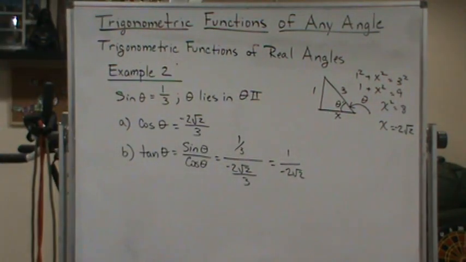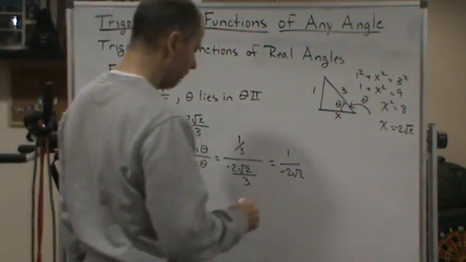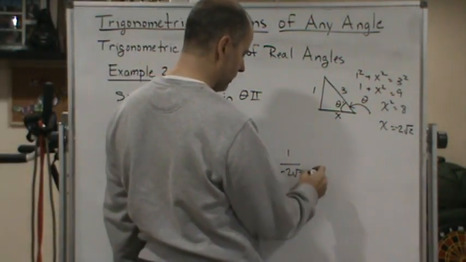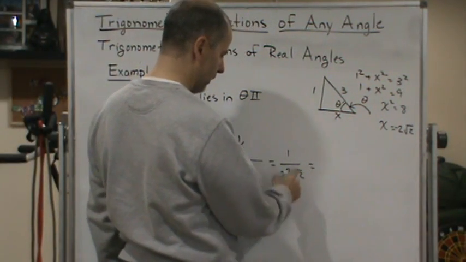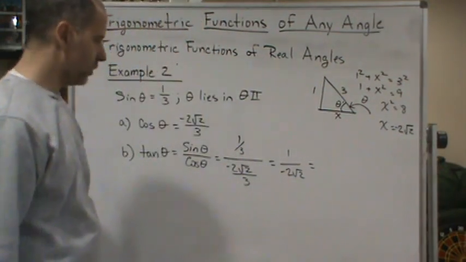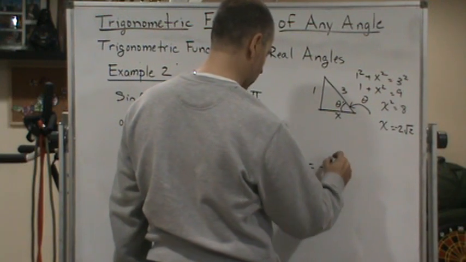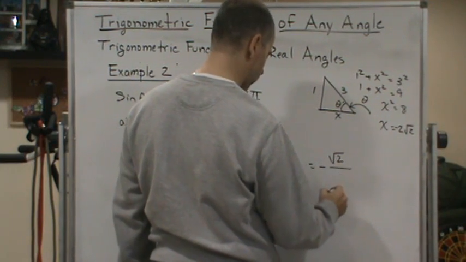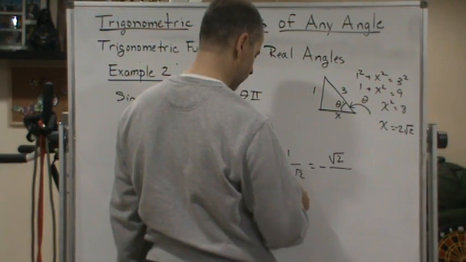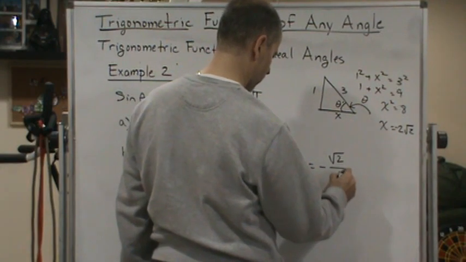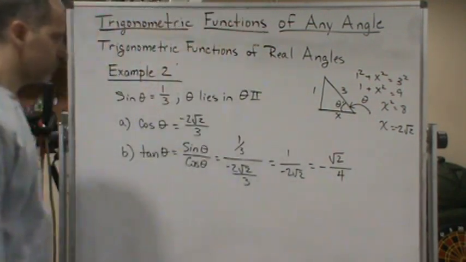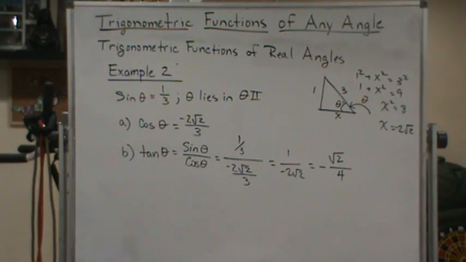Okay. Now, I'm going to get rid of this by rationalizing the bottom with the root 2. So this is actually going to become negative root 2 over 4. And that's it.